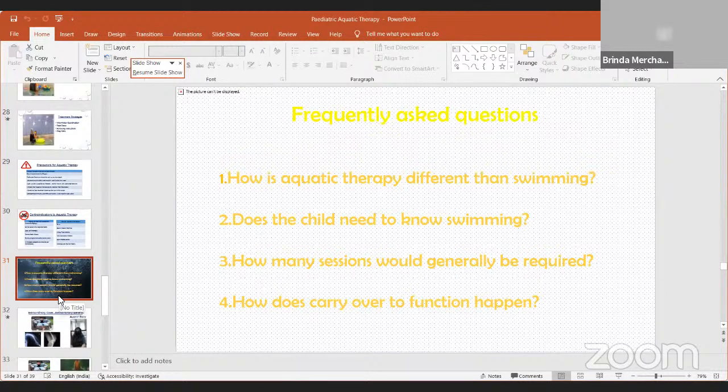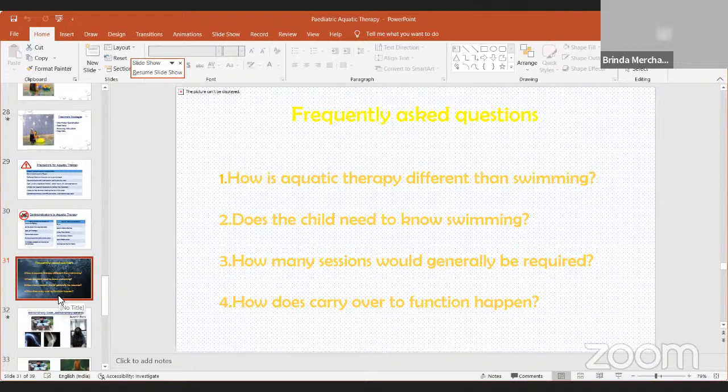Does the child need to know swimming? No, absolutely not. All aquatic therapists are trained and certified. This is not a course which takes place at university level. It is a graduate level course, and therapists are certified to handle these children.